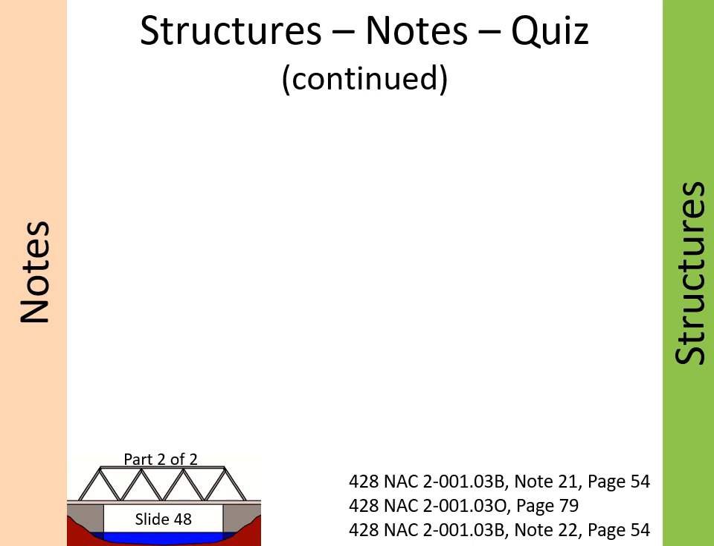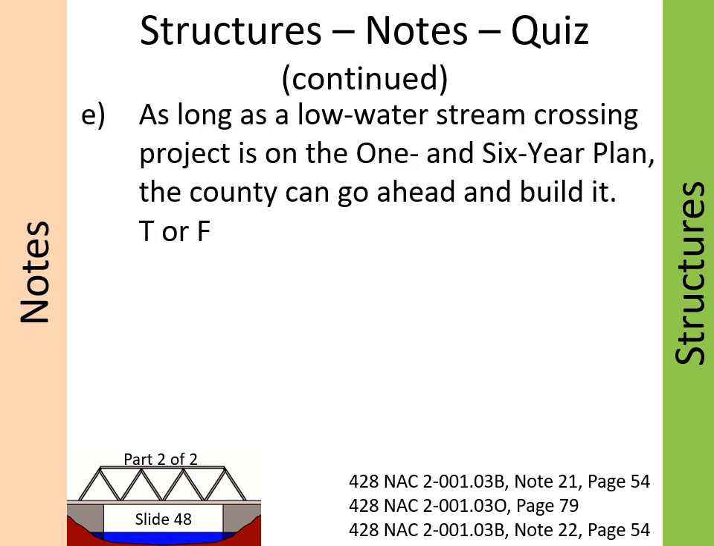Question E. As long as a low-water stream crossing project is on the one and six year plan, the county can go ahead and build it. True or false? The answer is false. Note 21 on page 54 requires the Board of Public Roads to review design documents and approve prior to construction.